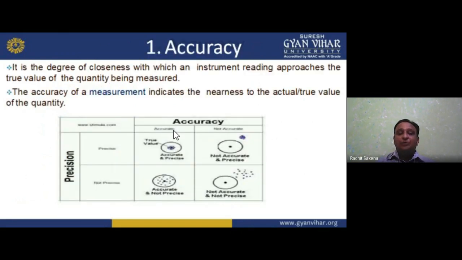Taking one by one, first is accuracy. Accuracy is the degree of closeness with which an instrument reading approaches the true value of the quantity being measured. Secondly, the accuracy of a measurement indicates the nearness to the actual or true value of the quantity. Here we are showing accuracy, not accurate and precision. In the figure: accurate and not precise, not accurate and not precise. So this is accuracy.